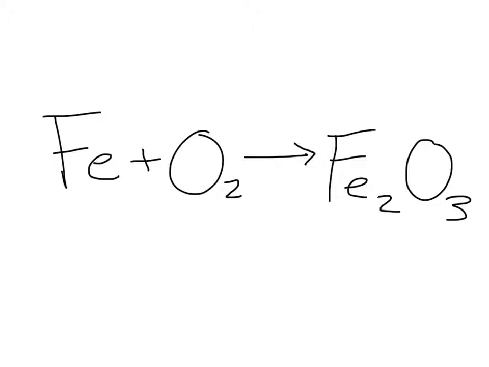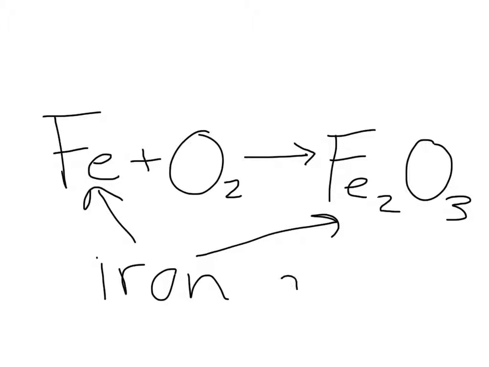Here is the unbalanced equation for the oxidation of iron into iron oxide. This is the reaction that occurs when iron rusts. You can see in this equation there are 2 types of atoms. There are iron atoms and oxygen atoms.